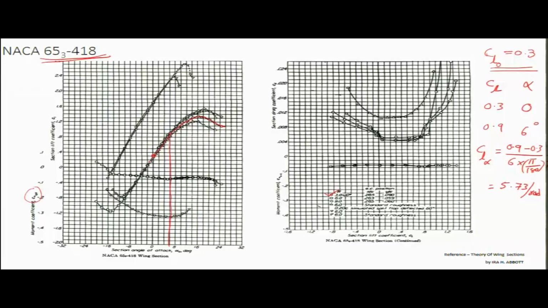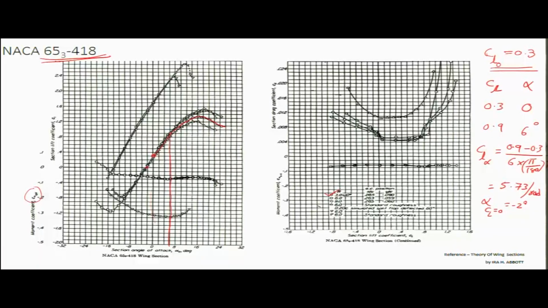Now we know the CL alpha of this plot, and let us also look at the alpha at which CL is equal to 0. This particular point is the alpha at which CL is equal to 0. Counting 2, 4, 6, 8, it is approximately minus 2 degrees. The alpha at which CL is equal to 0 is minus 2 degrees. Let us take this information and find out the CL alpha 3D, which is the CL alpha of the wing made out of this aerofoil.